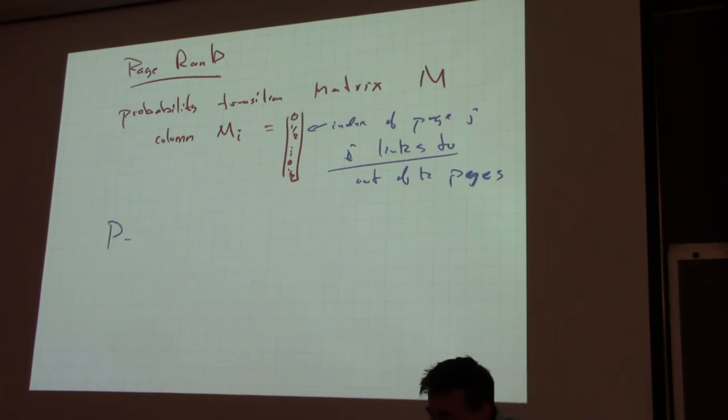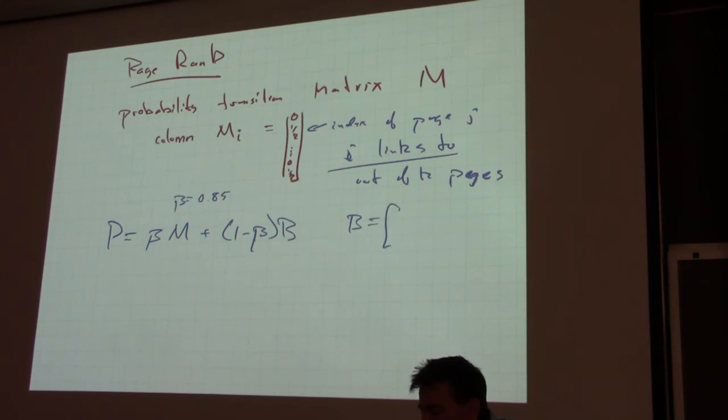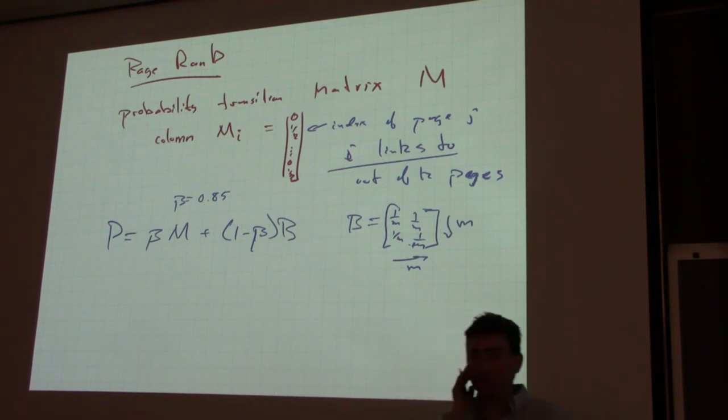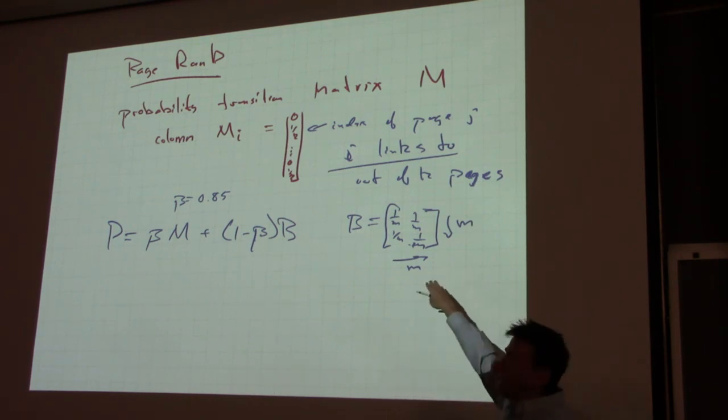Right, so then you have that P, this true probability transition matrix, is going to be beta times M plus 1 minus beta times B, where beta equals, say, 0.85. And so now B is an m by m matrix with 1 over m everywhere, right? So this is m by m if there are m web pages. So this is saying jump to a random page, right?